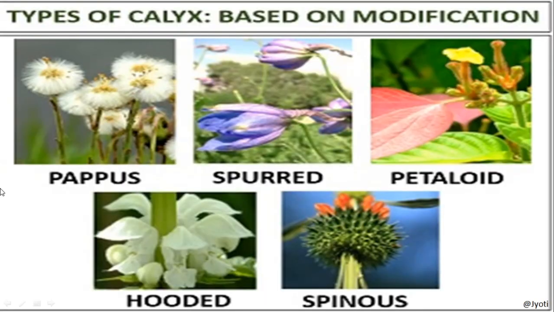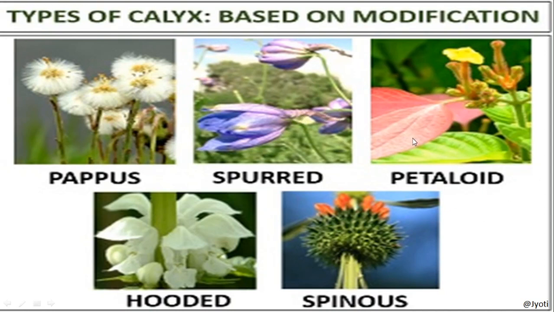So here you can see the different modifications of the calyx. The first one is pappus. Here you can see these white structures are calyx, and these calyx or sepals are modified into hair-like structures. Then spurred. Spurred means when the calyx is modified into a tube-like structure. Here you can see the calyx is colorful and modified into a tube-like structure which stores the nectar and attracts the insect.